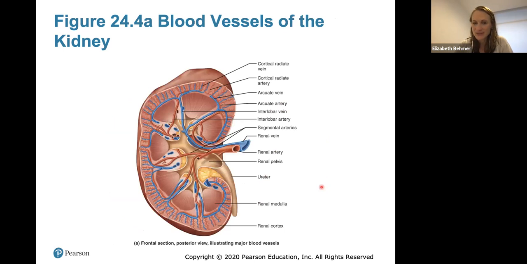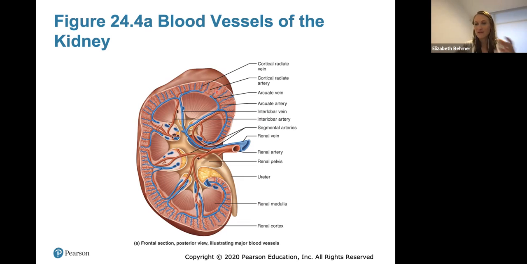Here are the blood vessels of the kidney, and you should know how they branch. So we have the renal artery coming in to segmental arteries. Segmental arteries will branch into interlobar arteries, which are the arteries between the renal pyramids. But then the interlobar arteries will branch into arcuate arteries, and arcuate arteries will be the ones on the arc, the boundary between the renal pyramid in the medulla and the cortex.